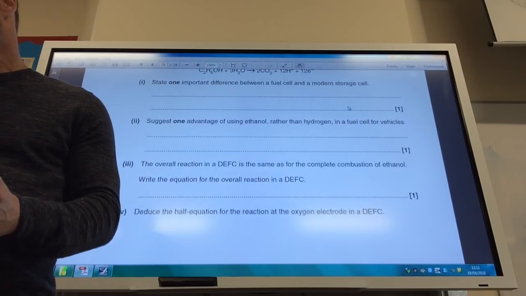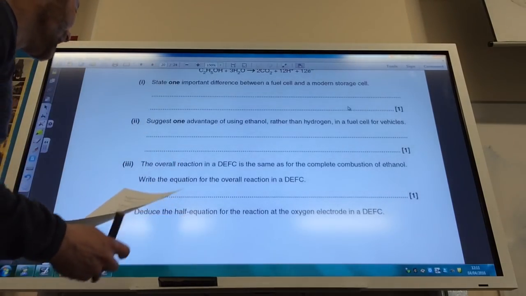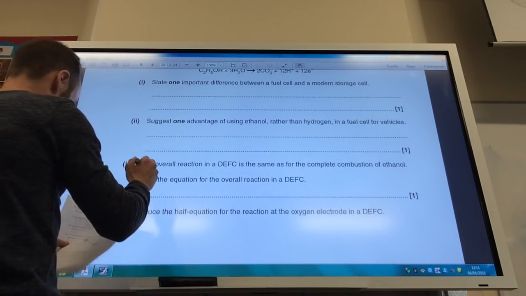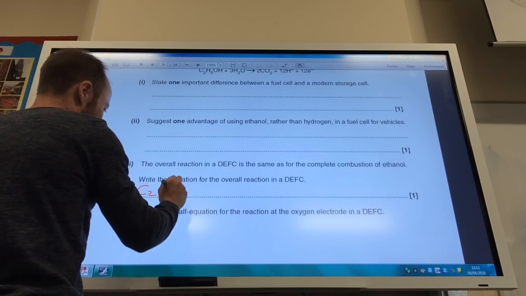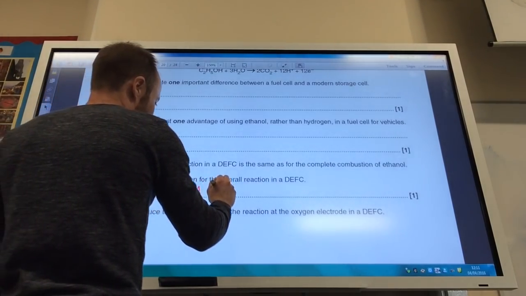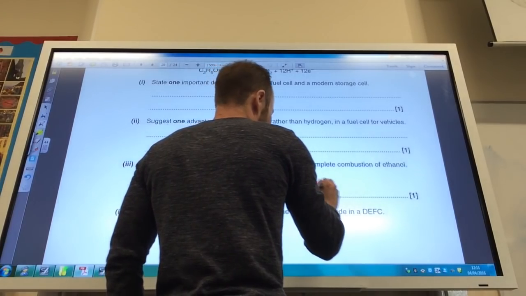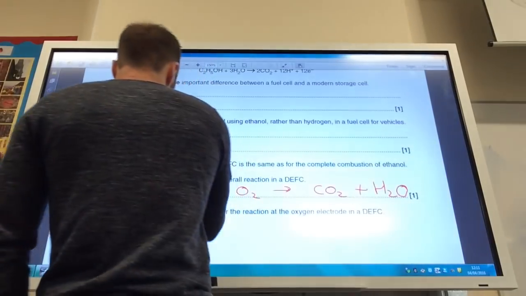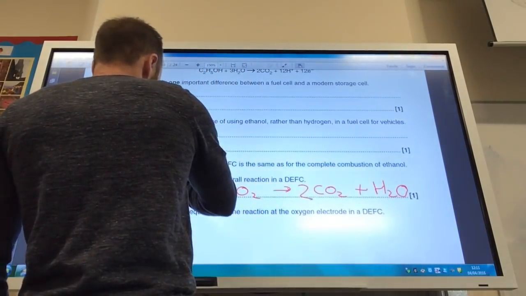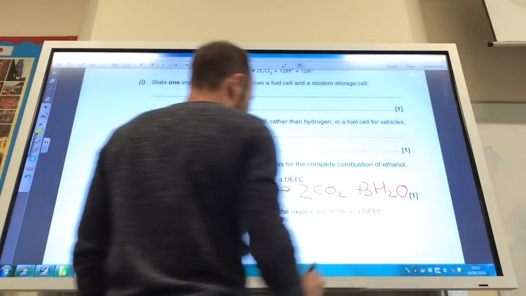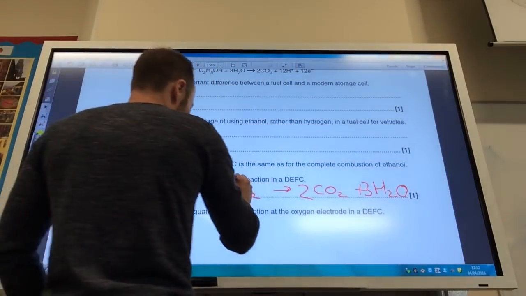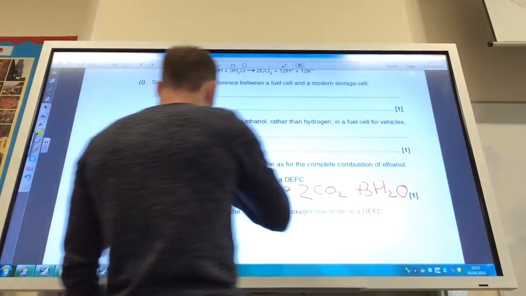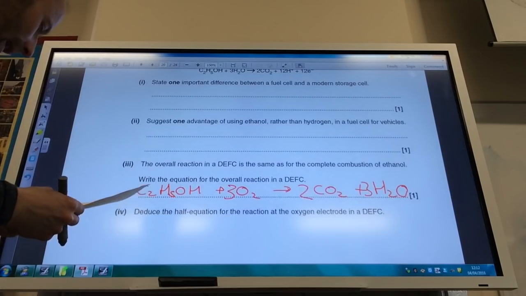So what we need to do is write the equation for that. So we are going to have ethanol, C2H5OH, plus O2 is going to give me carbon dioxide and water. Okay, so I have got two carbons there, so I need two carbons here. I've got six hydrogens over there, so I need three of those. If you balance out your oxygens, I've got seven oxygens over here, so I need three O2 there because I've already got one there.